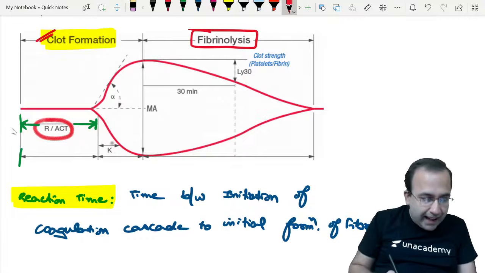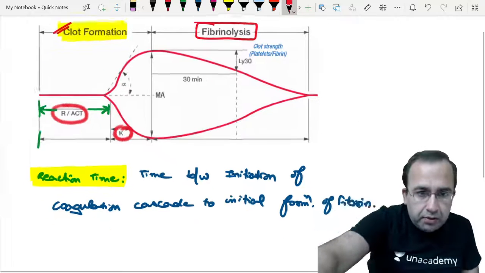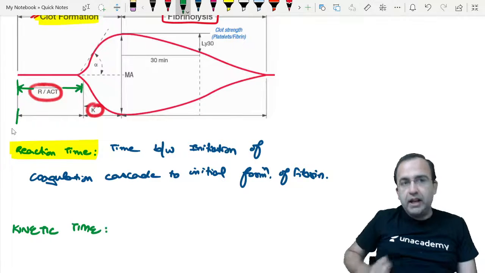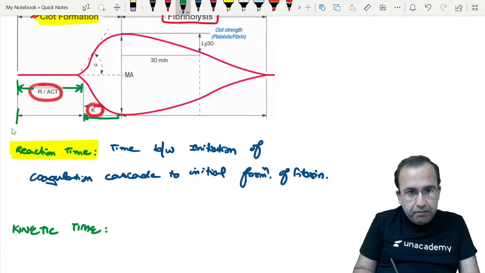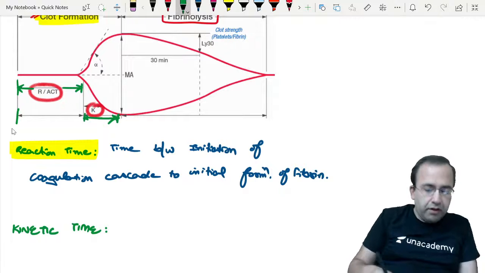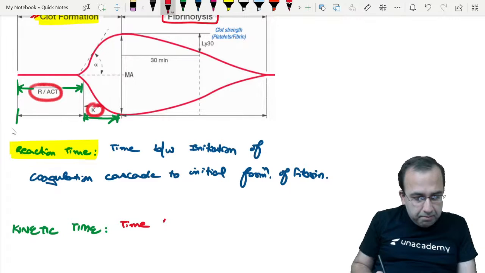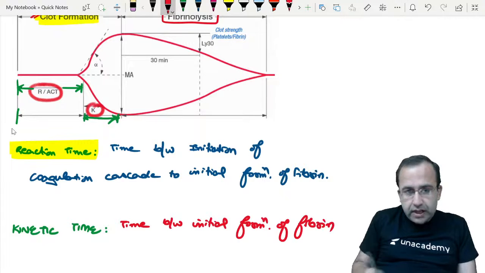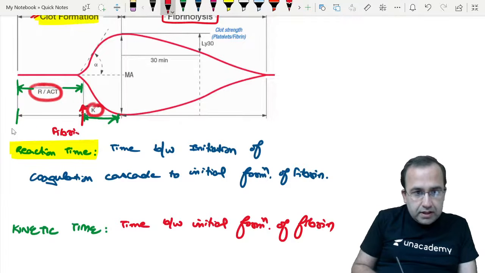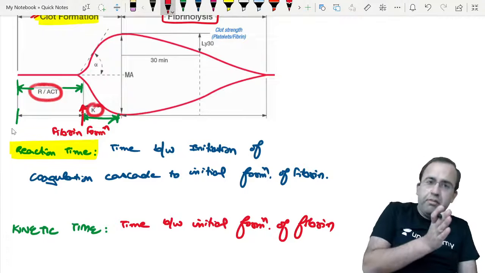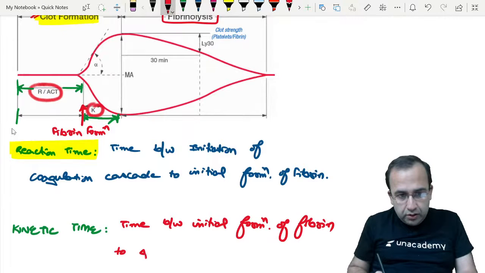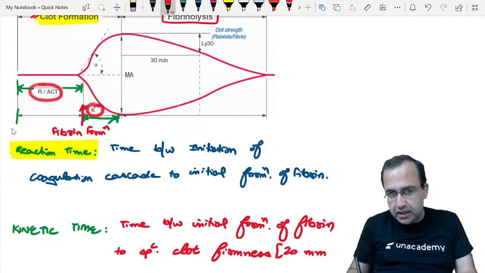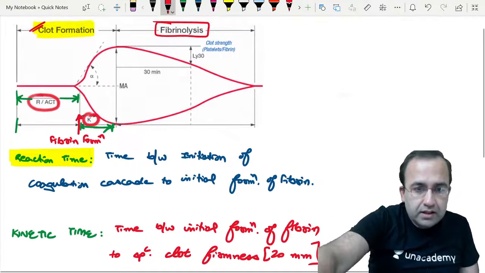Next is K, that is the kinetic time. Let me slightly reduce this magnification so that I am able to write here. As you are able to make out, this is the kinetic time. It is the time period between the initial formation of fibrin, which is where fibrin formation starts, to a specific clot firmness. The specific clot firmness is taken as 20 millimeters or 2 centimeters. This is the kinetic time.